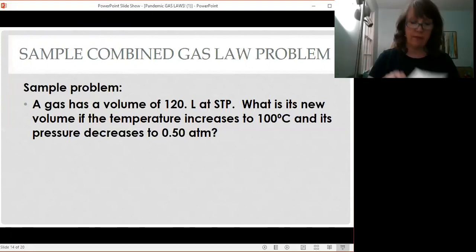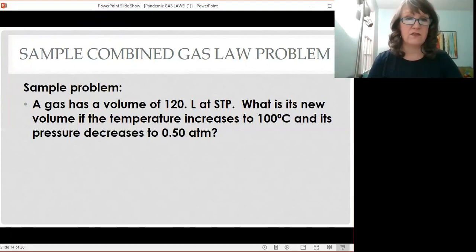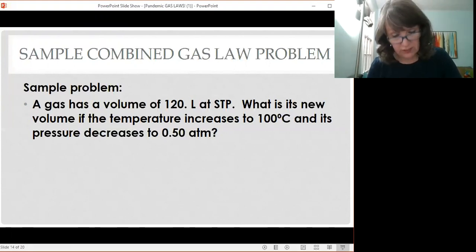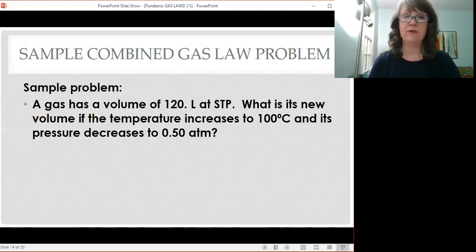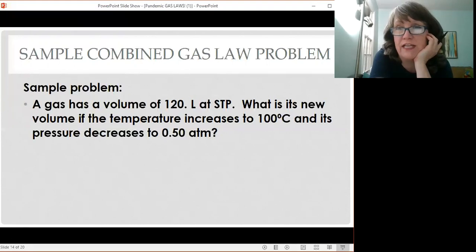On the right will be my new conditions. So my new pressure, my P2, is going to be 0.50 atmospheres. My new volume is what I don't know. And for my new temperature, they tell me that's 100 degrees Celsius.